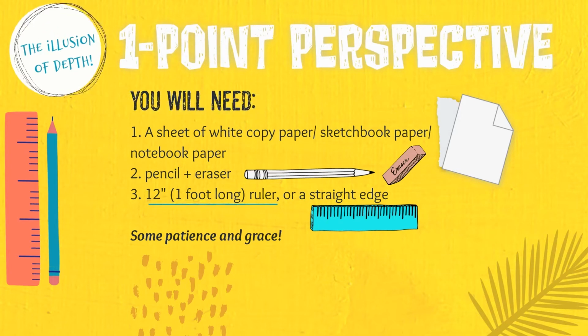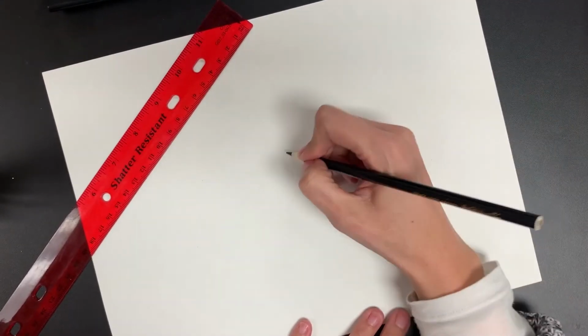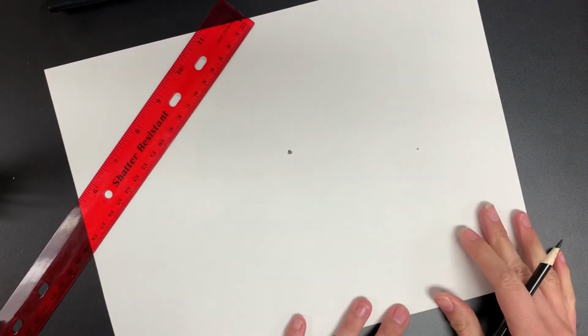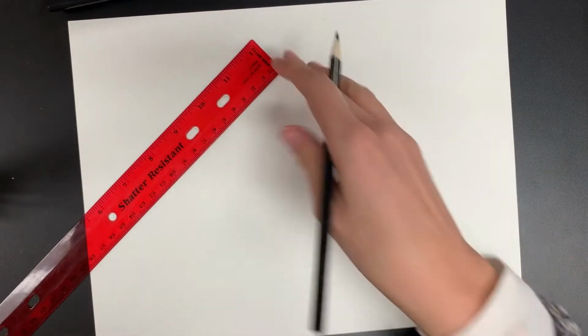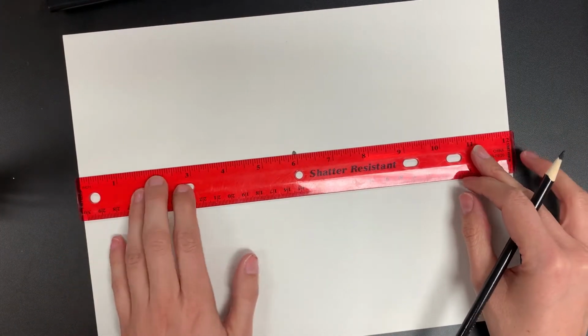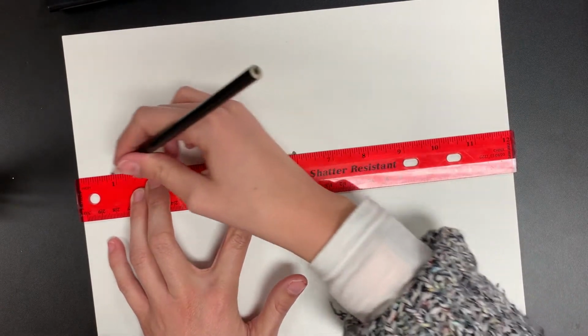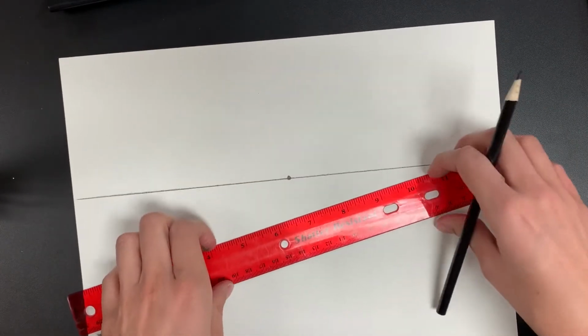All right, hey y'all. For this portion of the lesson on creating the illusion of depth, you are going to need a pencil, an eraser, a piece of paper, and a ruler, okay? Now I'm going to draw just a circle in the middle of my page, and that's what you are also going to do. Just a dot, just a little dot. Next, you are going to draw a line through that dot. Just a line. There you go.